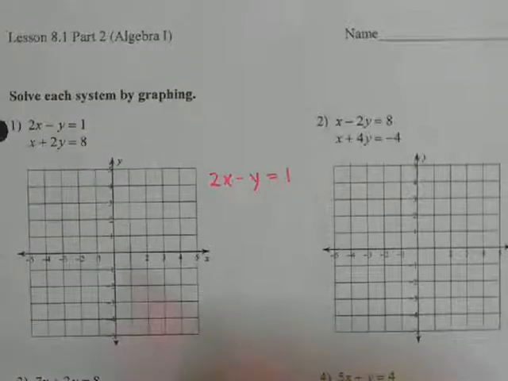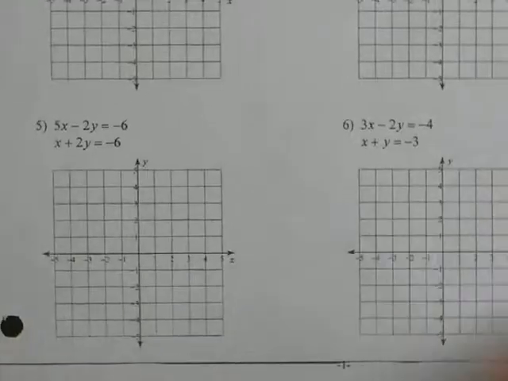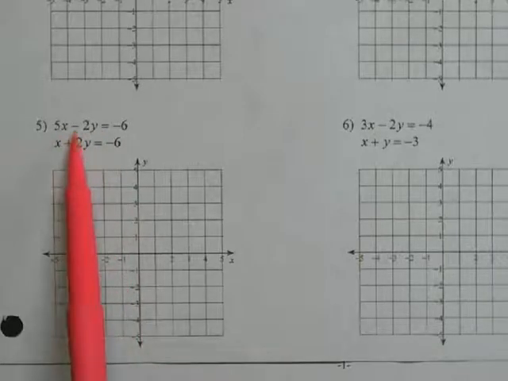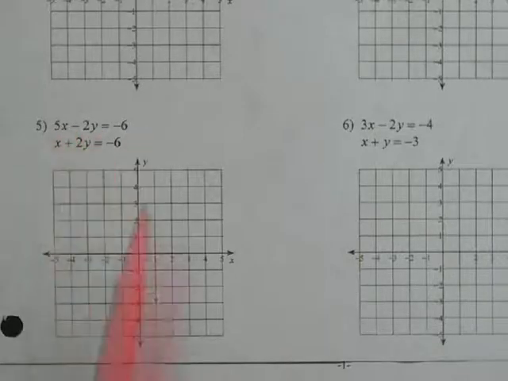I worked number 1 in class, I worked number 2 in class, so let me just work number 5 down here. So here's the thing. This is a system of linear equations. You want to find the x and y coordinate that you can substitute into both equations simultaneously that will make both equations balance. So for this one right here, it should be pretty simple.